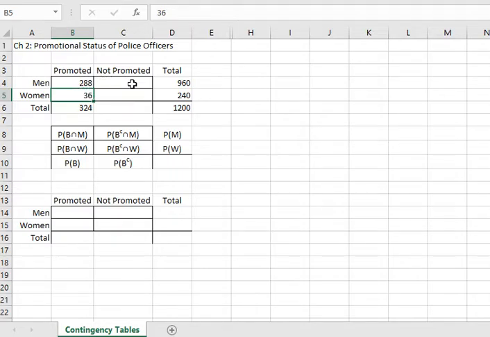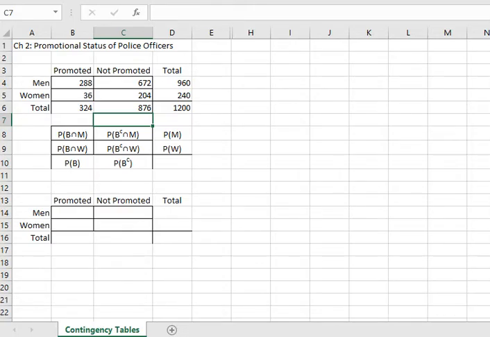Now we can calculate the number of men not promoted. That is going to equal the number of men, 960, minus the number of men promoted, 672. We will do the same thing for females. Remember, you can go to the box here in the lower right-hand corner, drag it down to copy your formulas. We have 204 females that were not promoted. So now the total number of officers not promoted is going to equal the sum of men and women not promoted. Okay. So this is going to be our data table. This is the information that we will analyze.